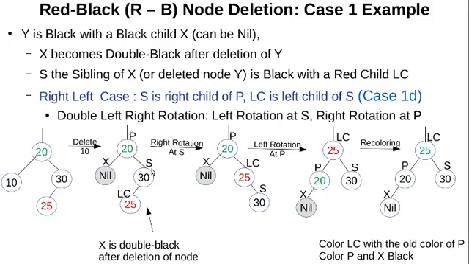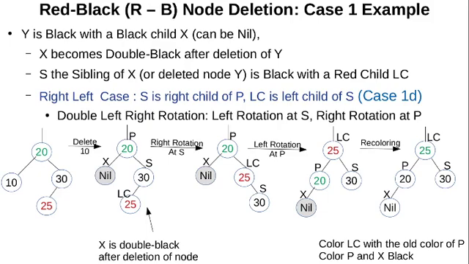Here the sibling node has a red child, node 25. As node 25 is the left child of S, it is marked as LC. Here S is the right child of parent node P and LC is the left child of node S. This is the right-left case and a double right-left rotation at P is required. The double right-left rotation is a two-step process.